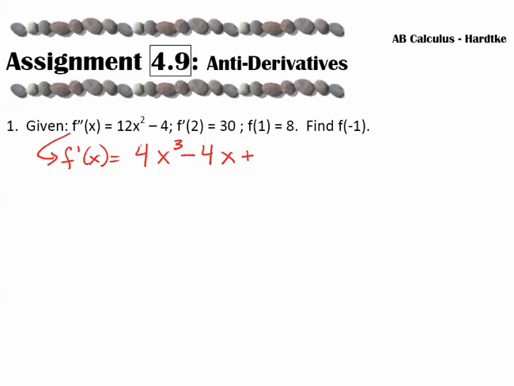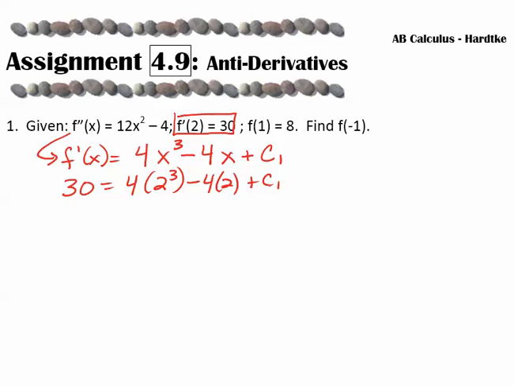And then we know that there could be a constant on that original. So we'll put a C1 here since I'm going to do a second antiderivative. And then can we find C1? Yes, we can, because we're given an initial value on f prime. We know that f prime is equal to 30 when x is equal to 2.